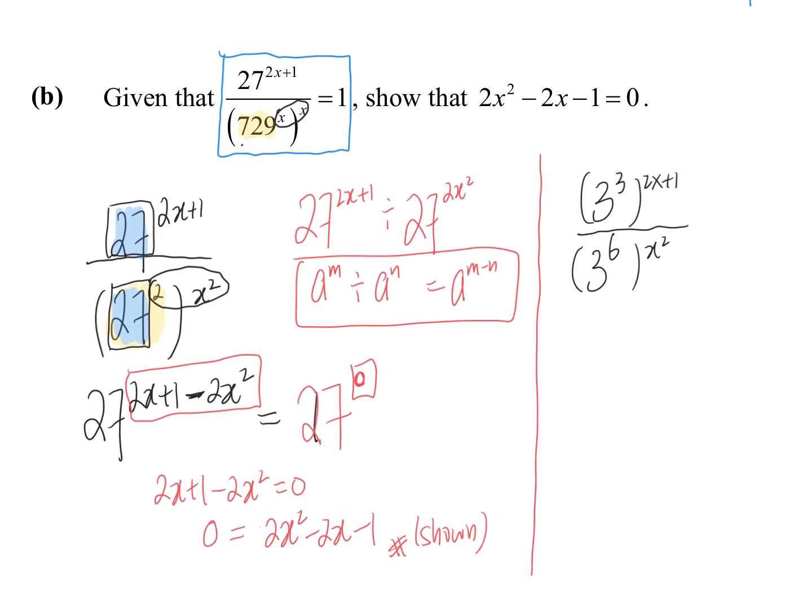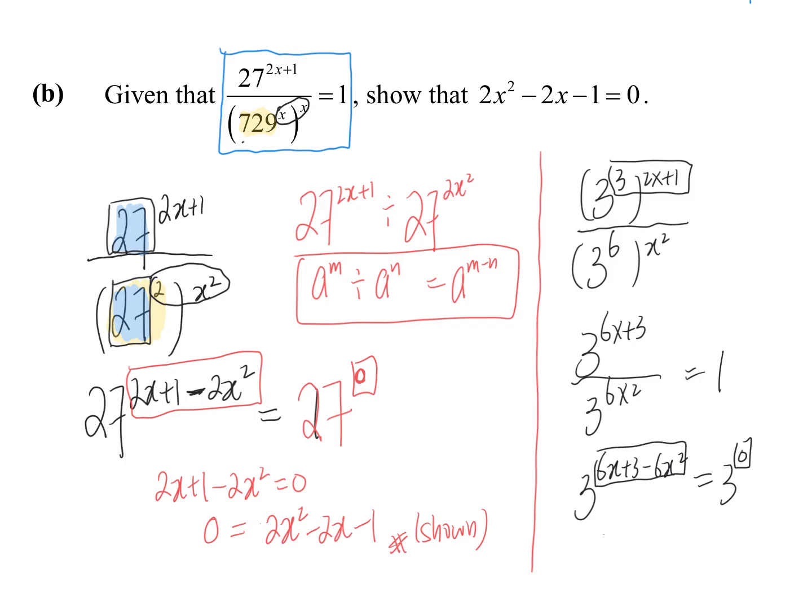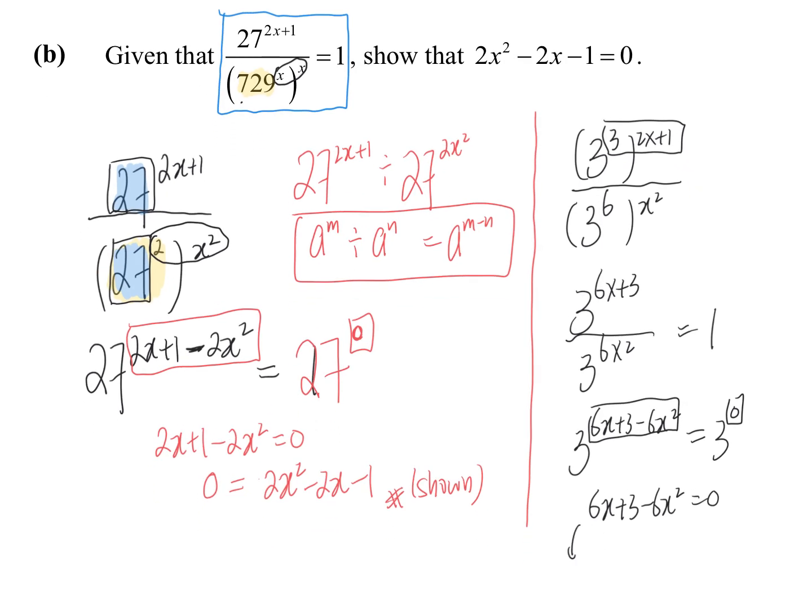Okay, so if you change to base 3, then you will get 3 to the power of 6x plus 3. This one is 6x squared. So when you divide, you subtract the power. And then same concept, change this to 0. So you compare the two powers. You get 6x plus 3 minus 6x squared is 0. Then divide everything by 3. Then you rearrange, you will get this same form. Okay? So whether you change to base 3 or base 27, it will work the same way.